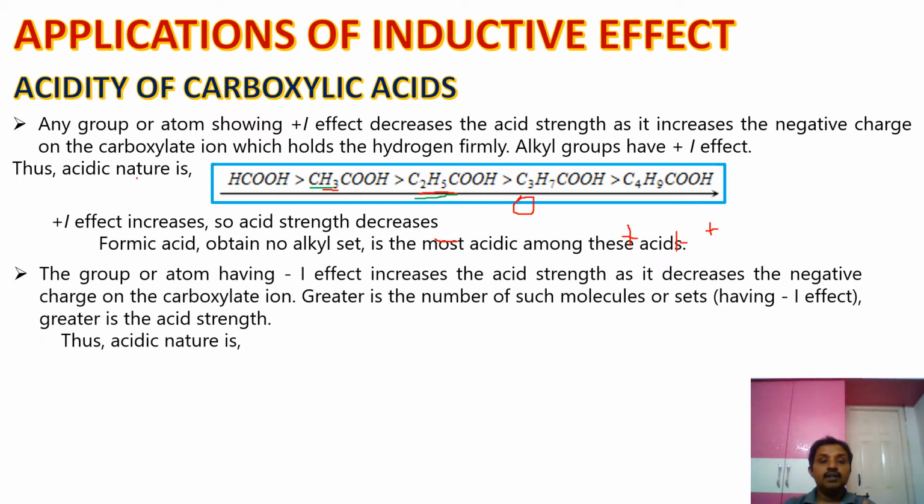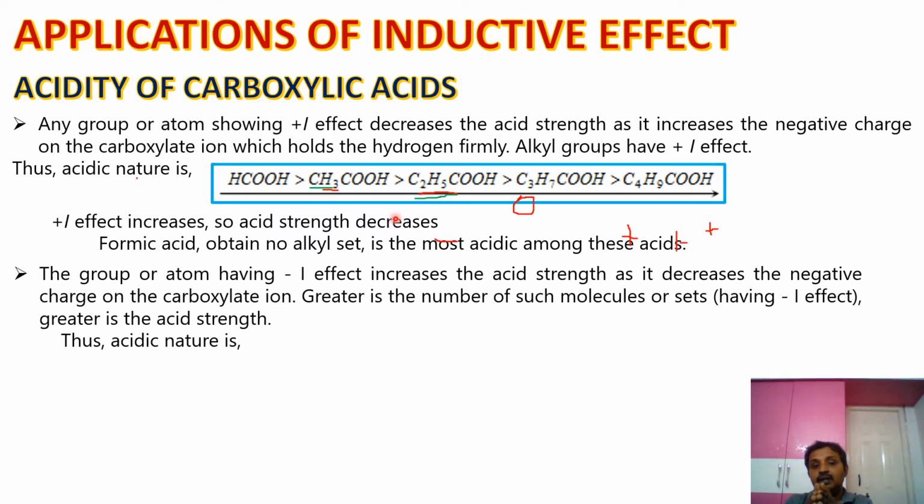Now the group or atom having negative inductive effect. Suppose these are all alkyl groups. Alkyl groups show the positive inductive effect. As the positive inductive effect increases, the acidity decreases. Just now I have explained this.